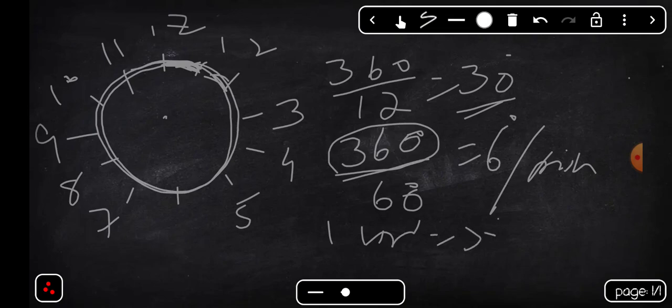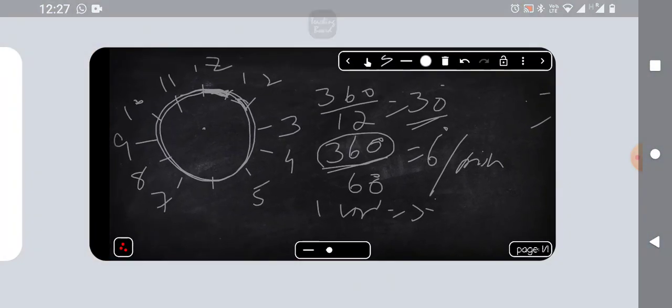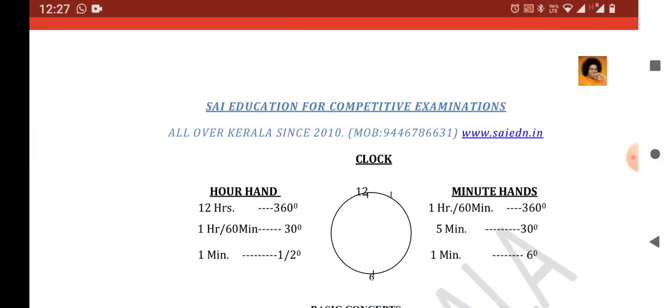I will show you in the material. Let us see the hour hand. In 12 hours it takes 360 degrees. To complete one circle, that means 360 degrees, it takes 12 hours. I am talking about the hour hand. It takes 30 degrees in 1 hour or 60 minutes, and it takes half a degree in 1 minute.